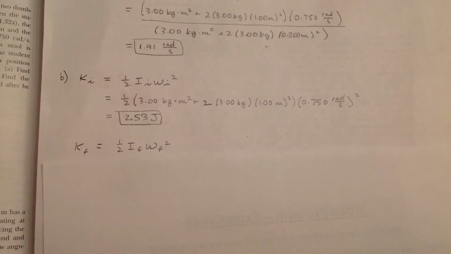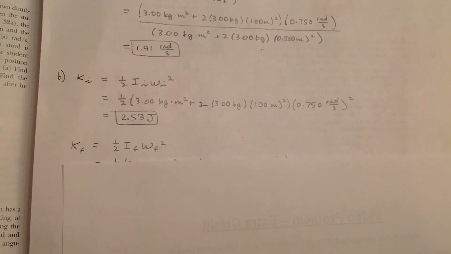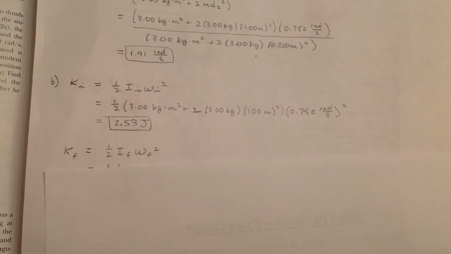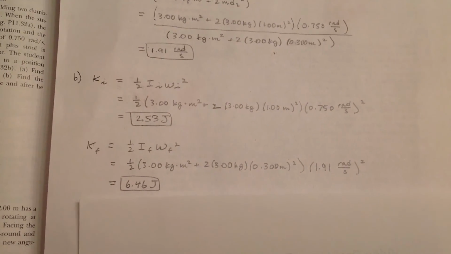Finally, you're solving for your final kinetic energy. So that is equal to 1/2 times the final moment of inertia times the final angular velocity squared. Plug in your numbers again, and hopefully you get 6.46 joules.